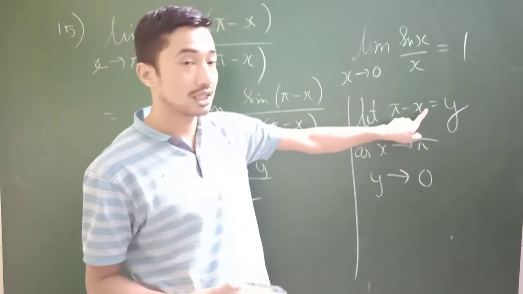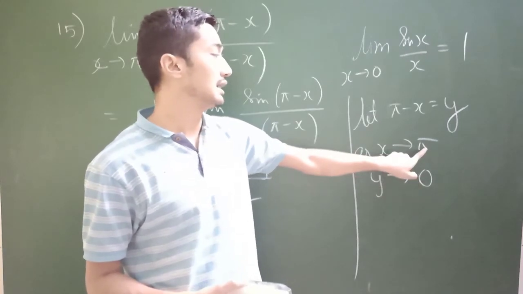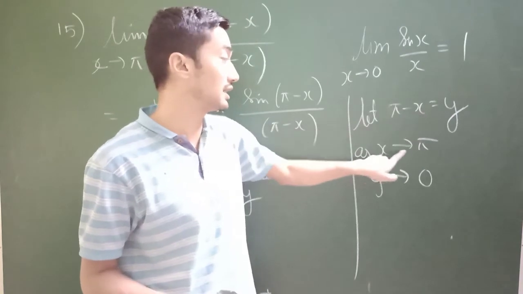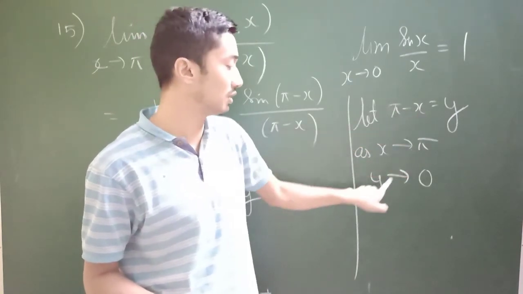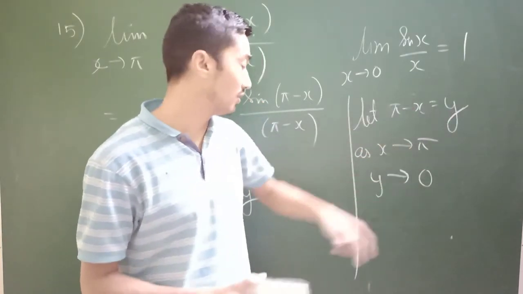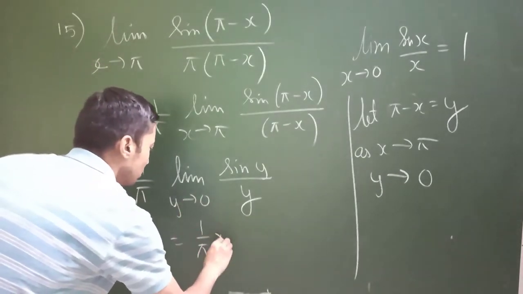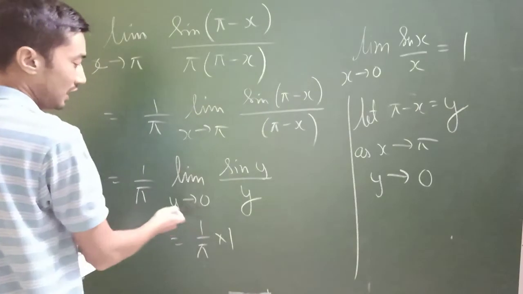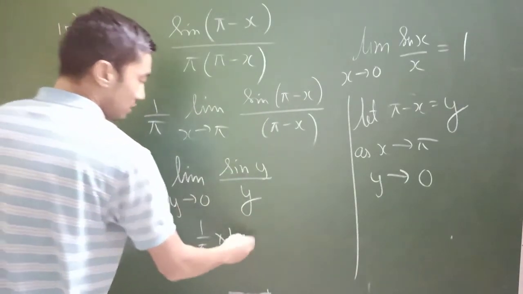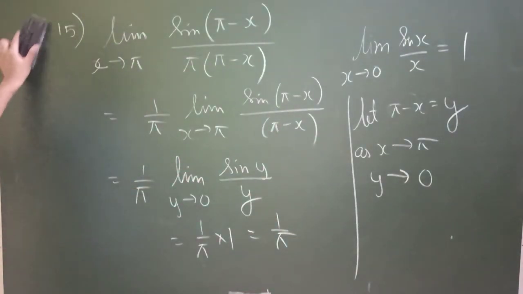Pi minus x. Now what is x? X is approaching almost very close to pi. So pi minus approximately pi, because x is approaching pi, it's like pi minus pi, so y value is also almost becoming 0. So now we can use the perfect formula, that is 1 by pi into 1, because that formula as I gave you, x or y doesn't matter. So it's sine of y divided by y, as y tends to 0, it's 1, so the value will be 1 by pi. Alright?